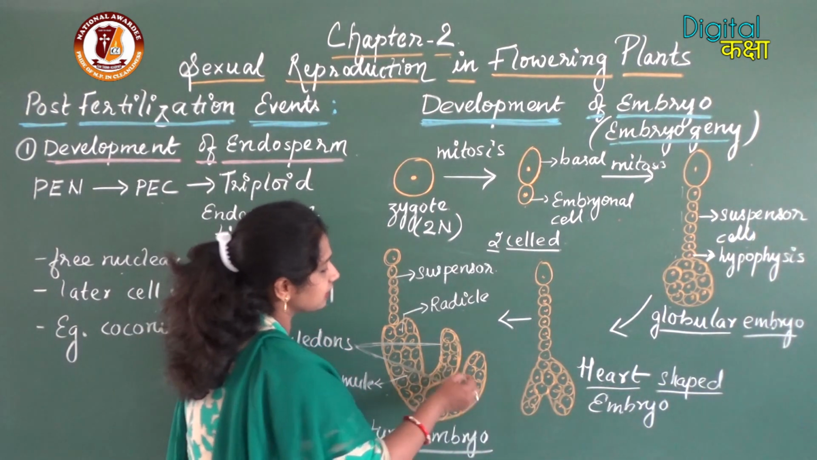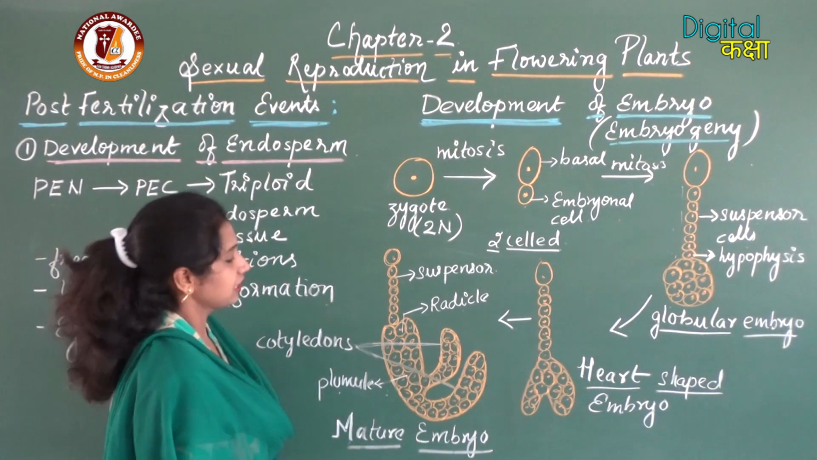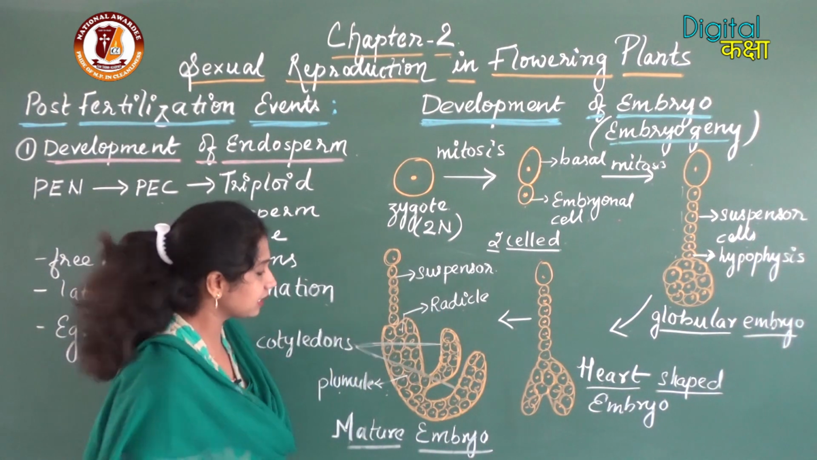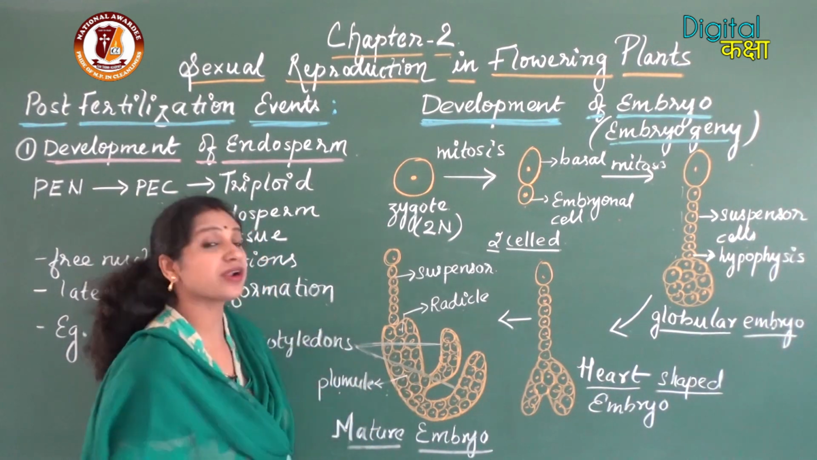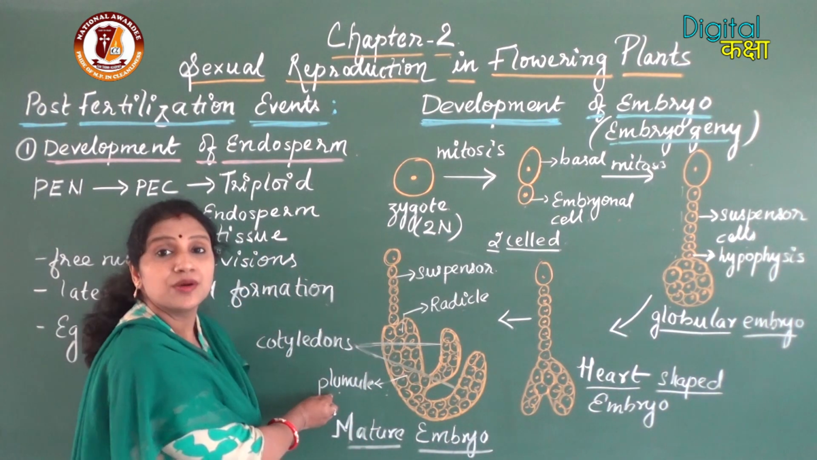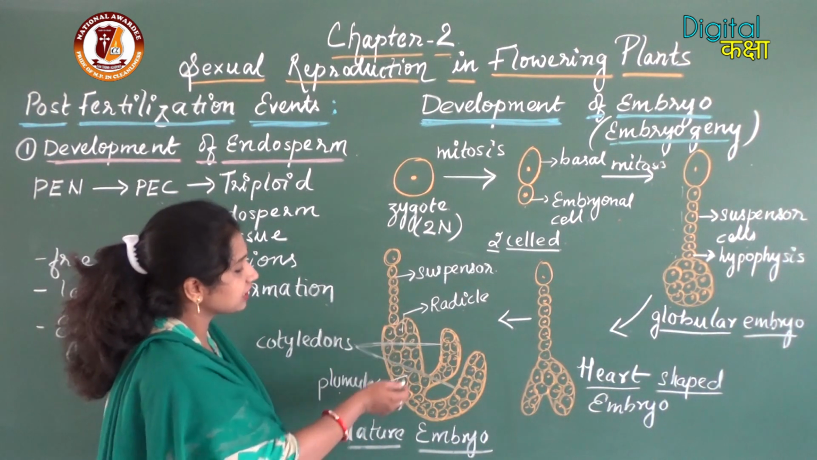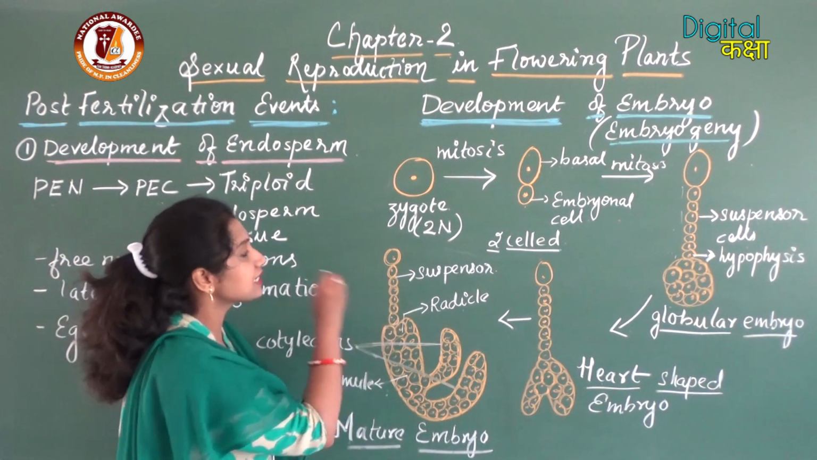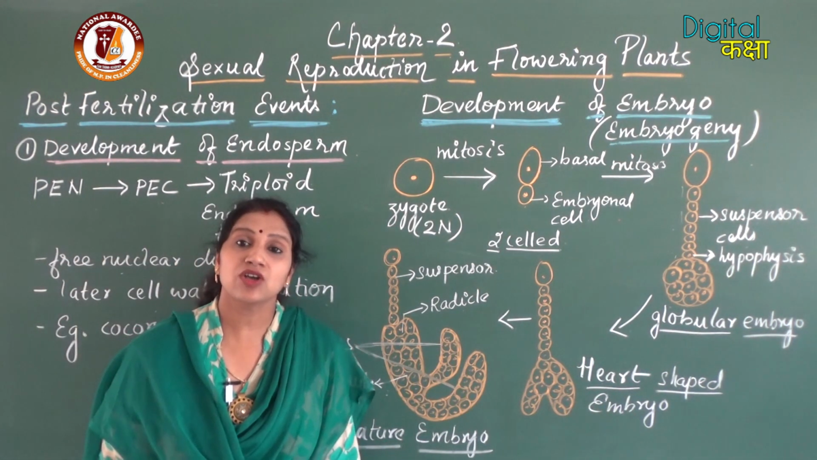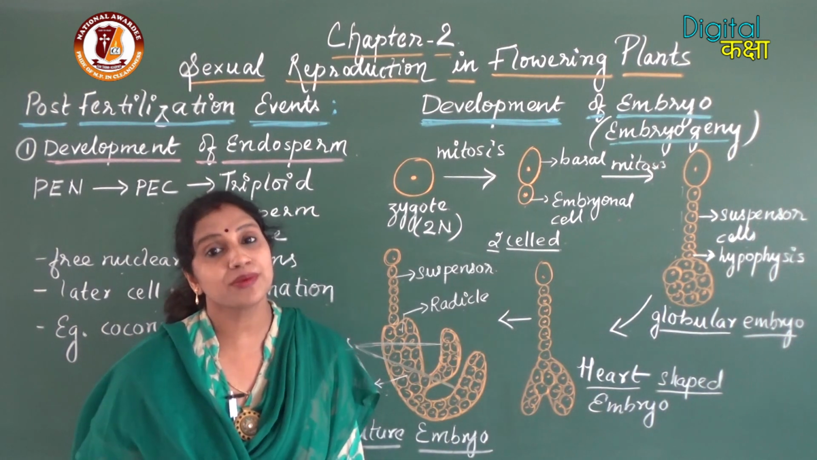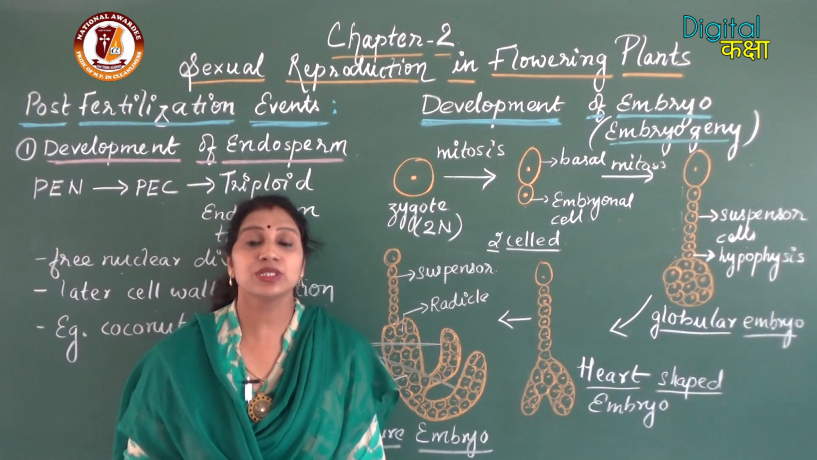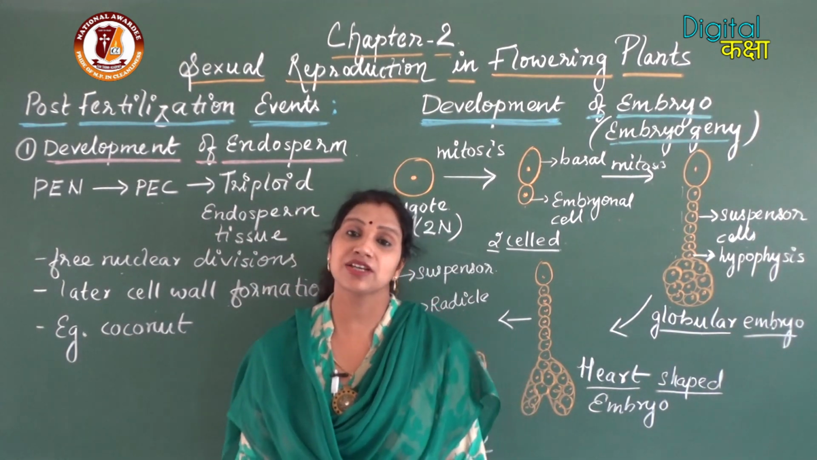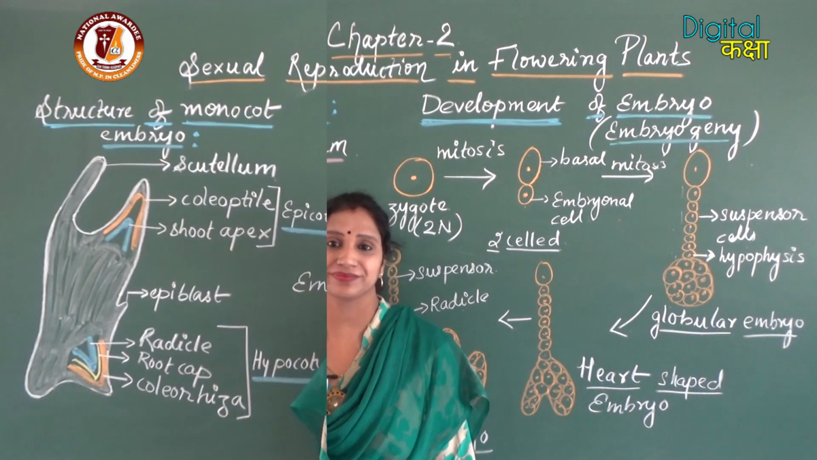So here the two cotyledons are being formed, and the upper part, which is near to the suspensor, forms the radicle, and the part which is away from the suspensor forms the plumule. So in this way, the radicle and the plumule will be formed, the cotyledons are being formed, and the last cell of the suspensor, called hypophysis, will form the root cap. So this was about the development of endosperm and the development of embryo.